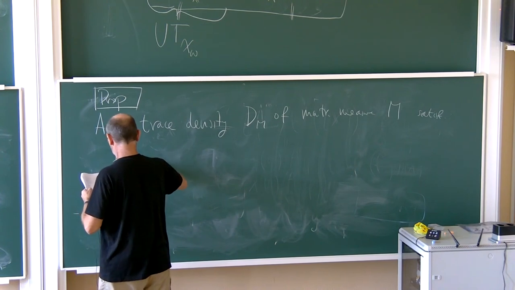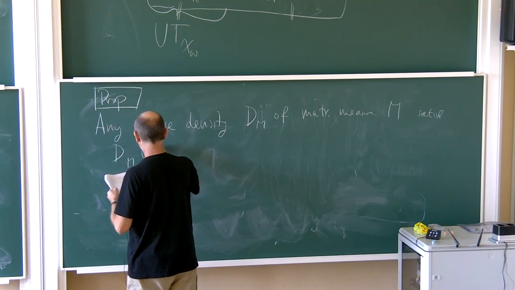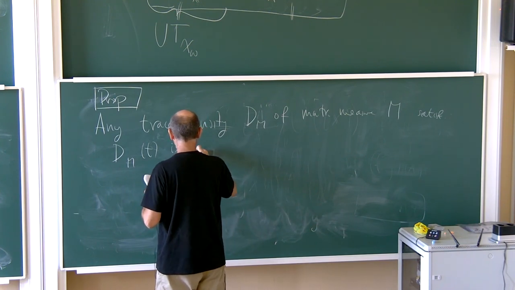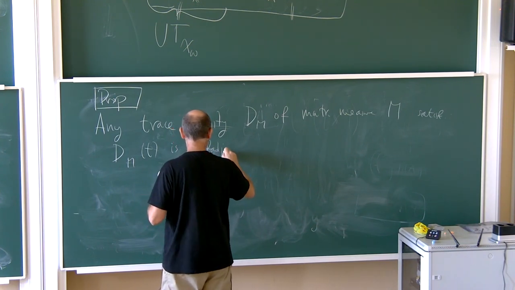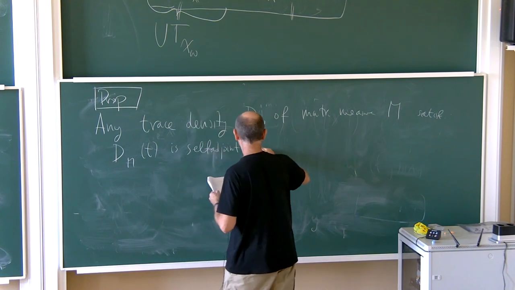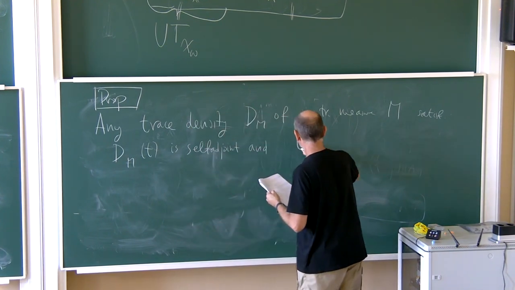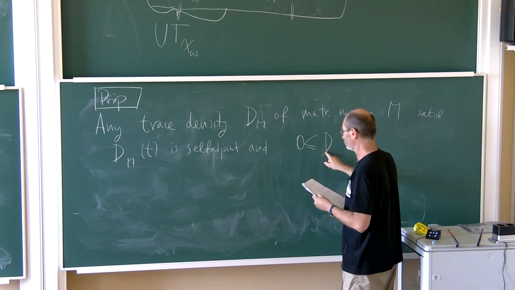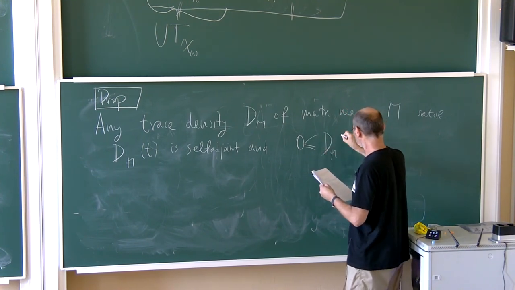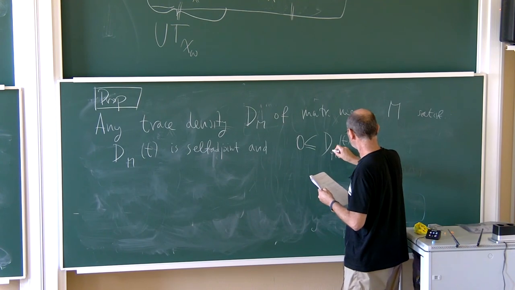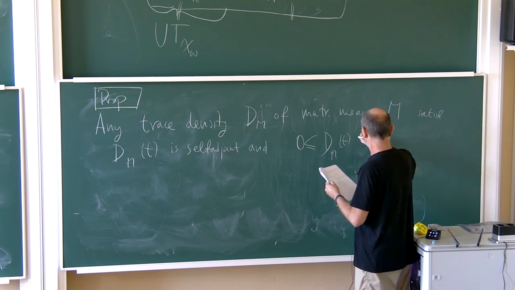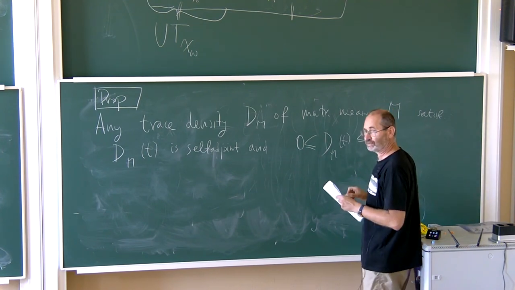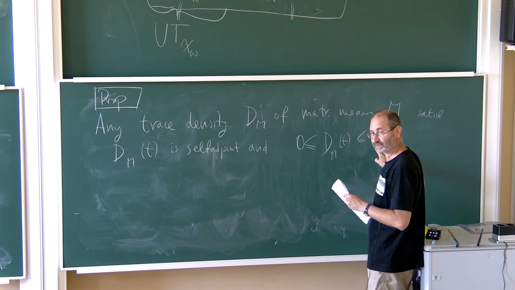D in dm of t is self-adjoint, and moreover it satisfies such an inequality: that this is non-negative at the point t and less or equal than identity matrix.